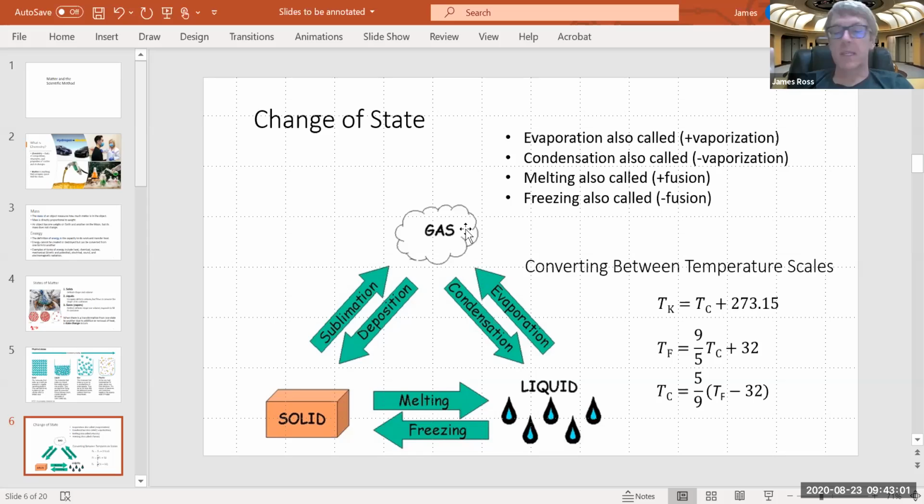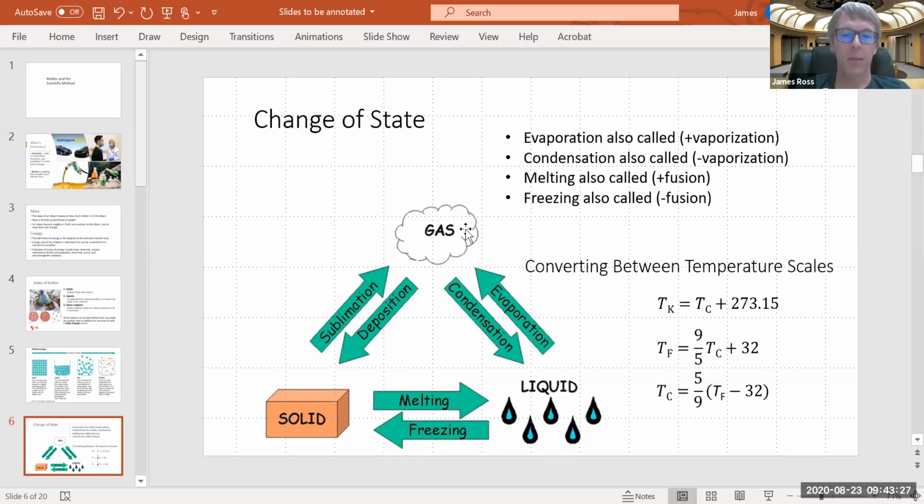We saw in the previous slide that these state changes occur, or they can be induced by a temperature change. So there's 3 major temperature scales that we need to be aware of in chemistry. The Kelvin scale, the Fahrenheit scale, and the Celsius scale. So there's these equations, you can learn them, you should learn them, you should be able to convert from one to the other.